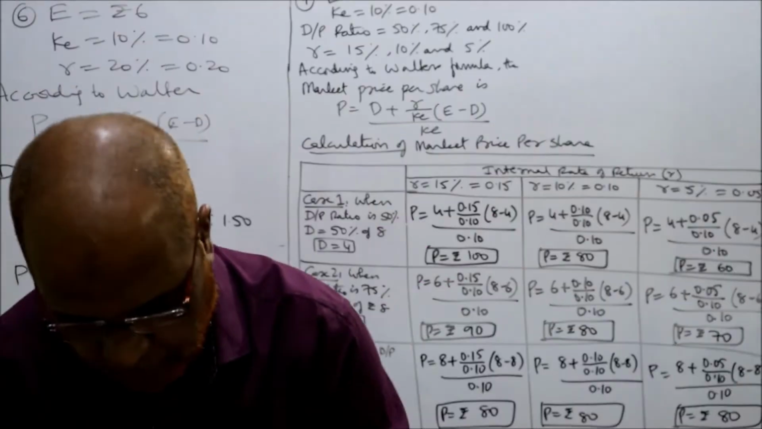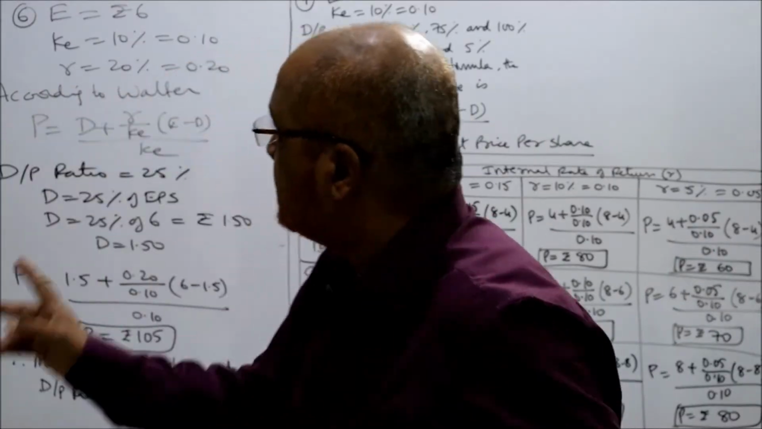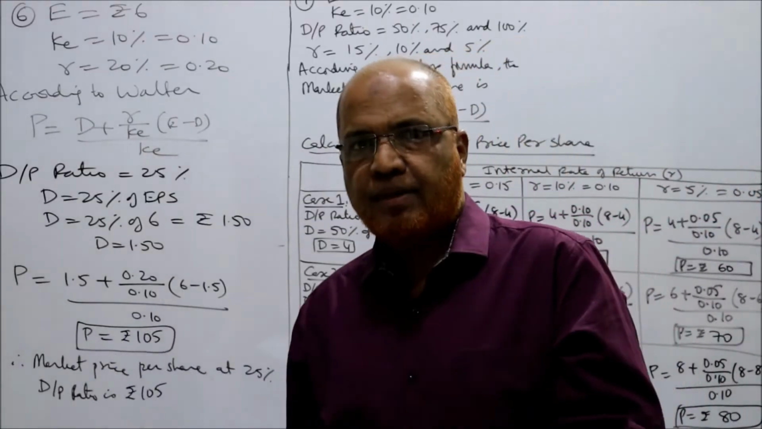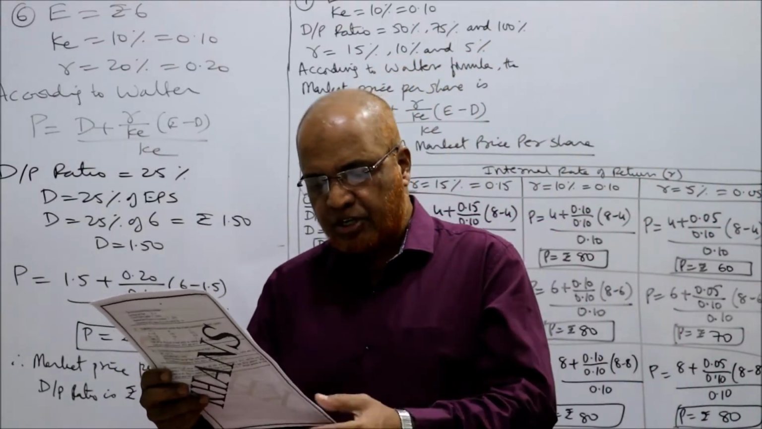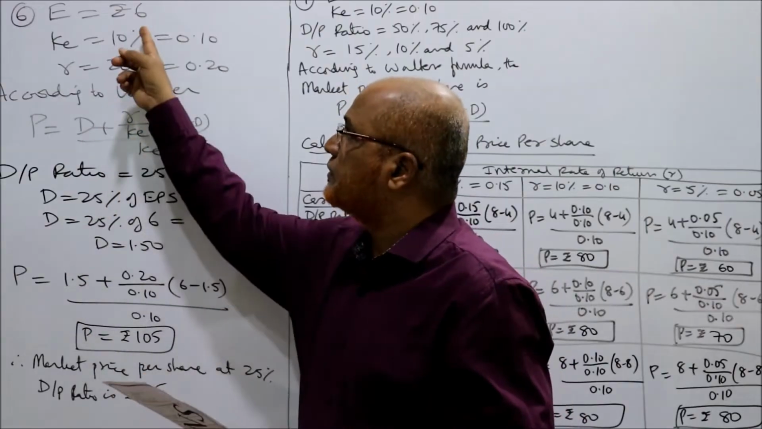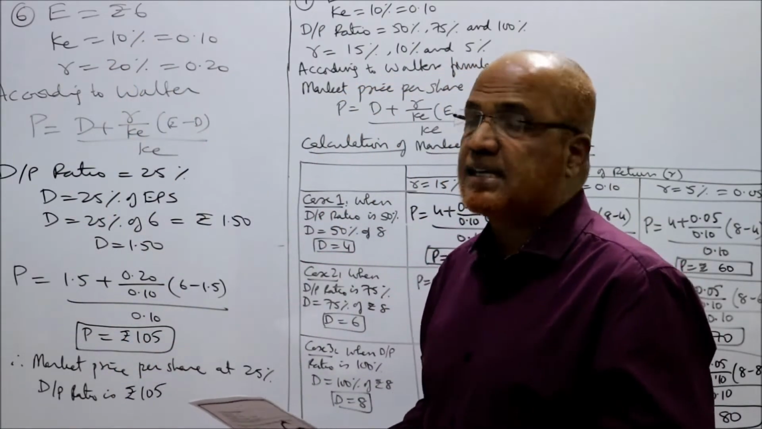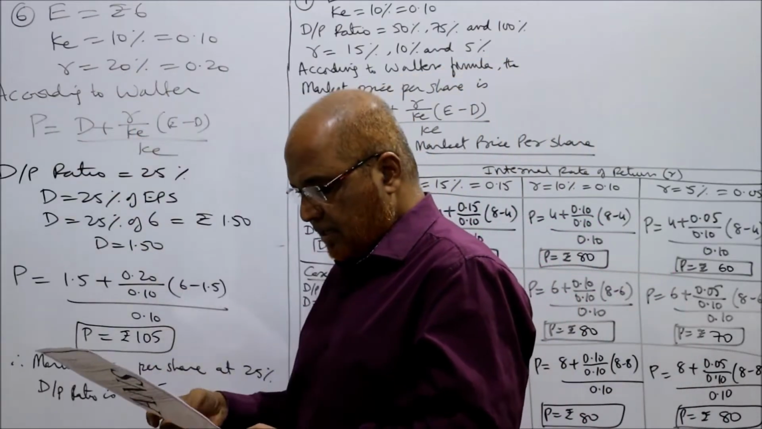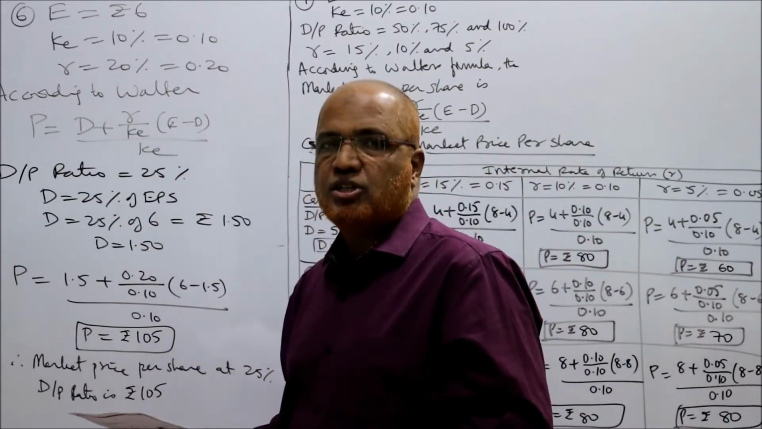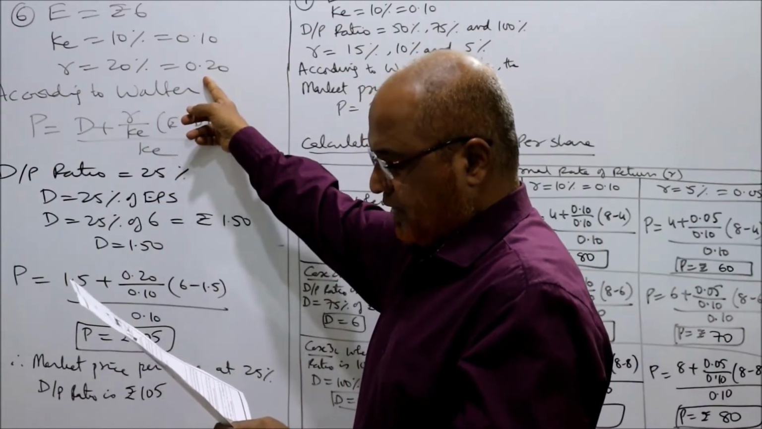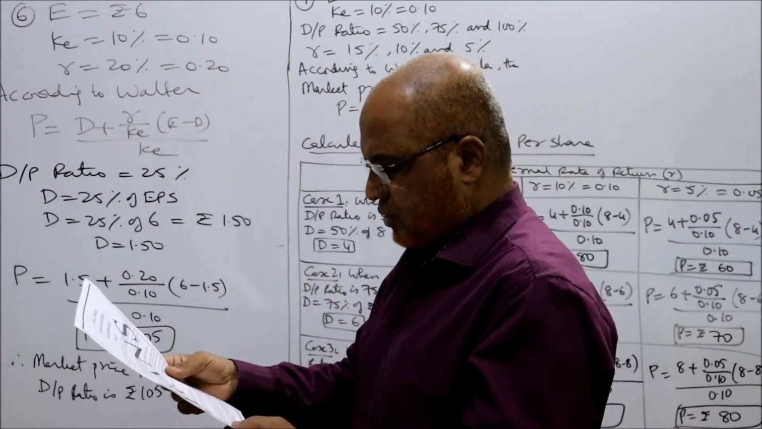So we were doing problem number 6. In problem number 6, ABC Limited earns rupees 6 per share. EPS is 6 rupees. Then the capitalization rate is 10%. This is KE. Then it has a 20% rate of return on investment, IRR 20%. So we are given 20% IRR.